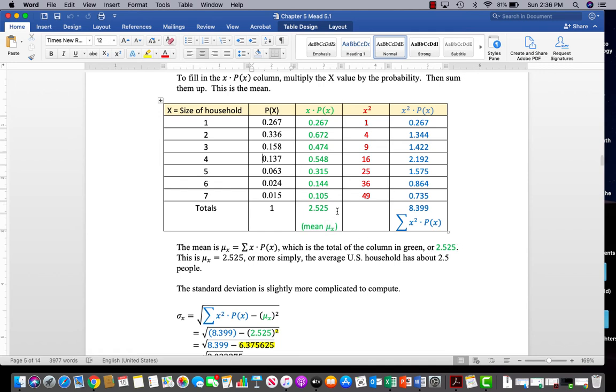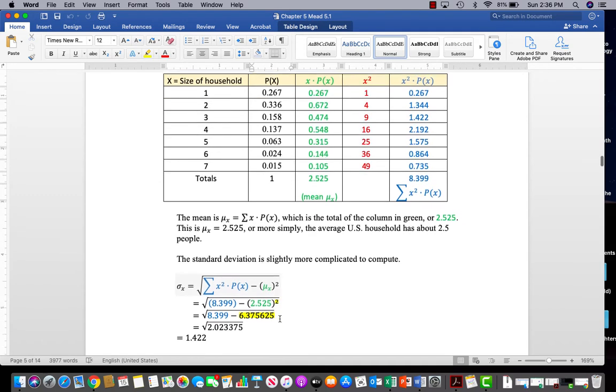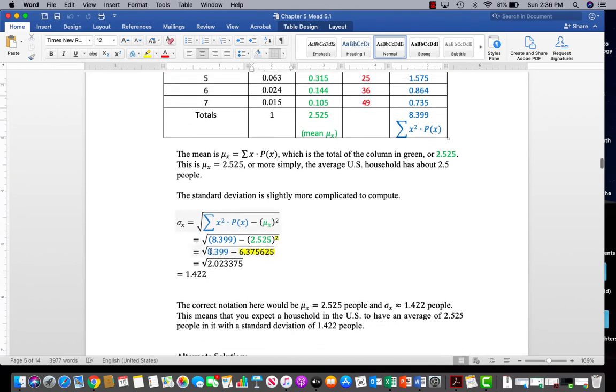In order to get the standard deviation, we need the sum of the x squared times p of x's. Look down here at the formula: the sum of the x squared times p of x's minus the mean squared, plugged into this square root formula. So we'll have the square root of 8.399 minus 2.525 quantity squared. I yellowed that, so we square that. Then you do the subtraction by order of operations, and the square root of 2 is about 1.422.